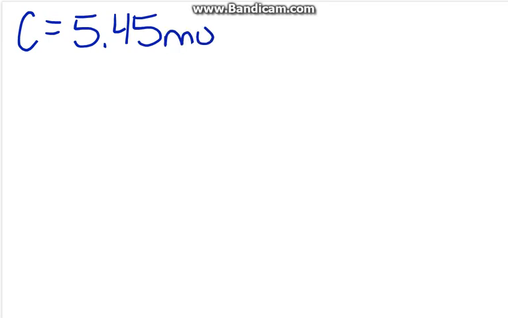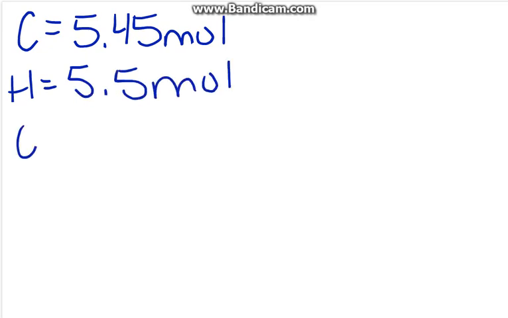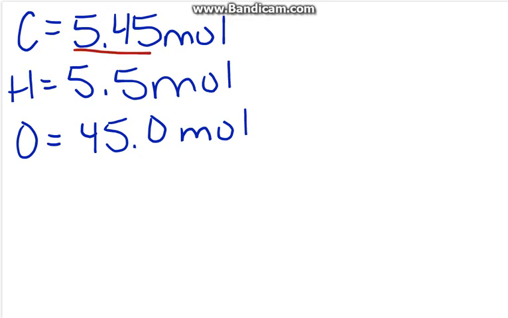Okay, so now that we have the number of moles of each of those elements, I'm going to rewrite them now. Carbon was 5.45 moles. Hydrogen was 5.5 moles. And oxygen was 45.0 moles. Now what you need to do is figure out which one of these numbers is the smallest. The smallest is this. So now you're going to divide all of these by that smallest number.